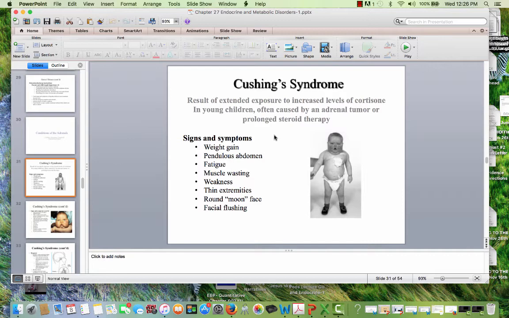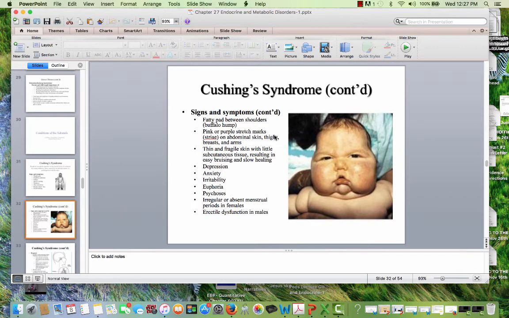Now, cognitively, or really more so psychologically, the child may experience mood changes such as depression, anxiety, irritability, and some form of euphoria. Growth delay may also be seen on the physical exam. And then again, females may have some irregular menstruation. Excessive cortisol levels may lead to hyperglycemia and cause diabetes, high blood pressure, or arteriosclerosis.